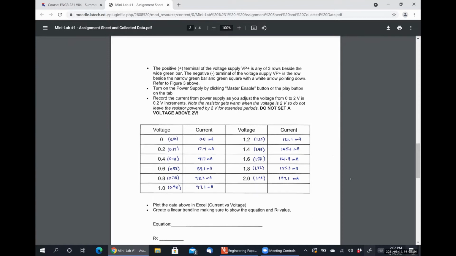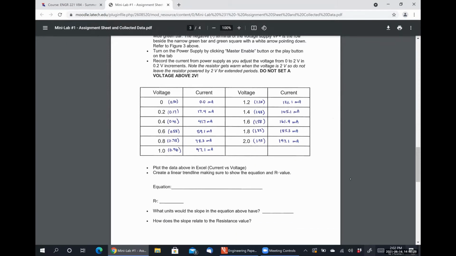So what I would like you all to do, and it's detailed here in the sheet, is plot the data in Excel. You can either use my exact voltages or you can just use the approximate voltages. It really shouldn't matter in the grand scheme of things. And plot it in a graph with current versus voltage and then create a trend line. So where there are blanks left over, like for where it says equation and r squared, etc., that's the part that I want you guys to fill in.